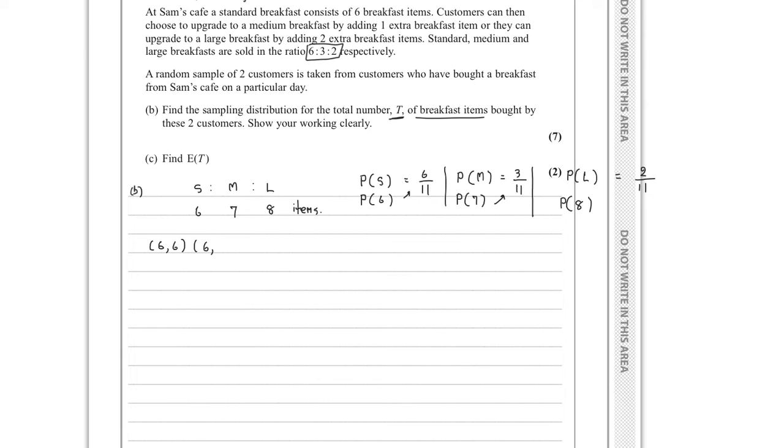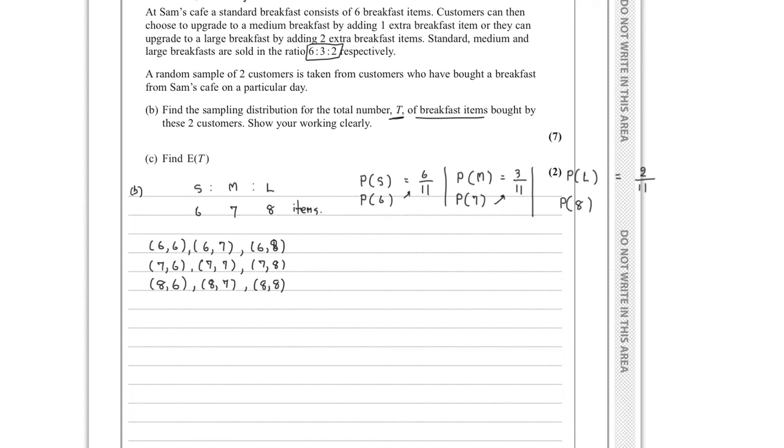Or 6, 7 for the second customer, who would probably choose medium. Or small and large. Okay, what else? Then the first person could choose medium, which is 7, and small, medium and medium, or medium and large, which is 8. And what else? If the first customer chooses large breakfast, then the second one chooses small, and so on. This one is like 8, 7, or both of them choose large breakfast.